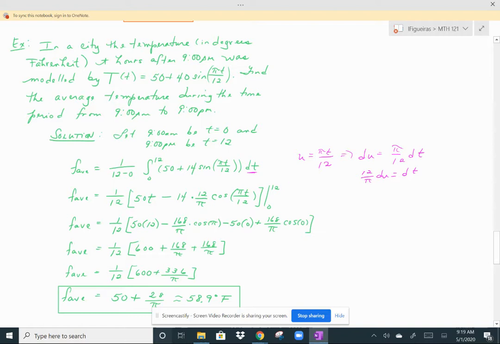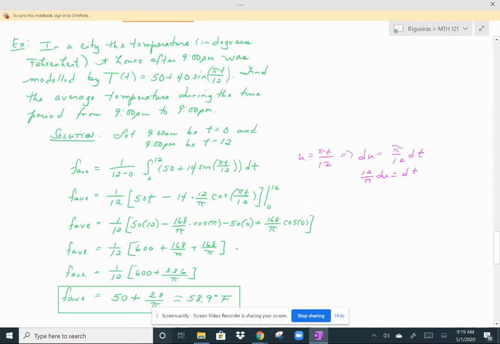All right, so now I have to evaluate this from 0 to 12. Plug in 12, and then subtract out plugging in 0. And be careful with the 0. A lot of times when we plug in 0, everything just cancels out, but it doesn't this time because cosine of 0 is 1. So I've written it all out for you.